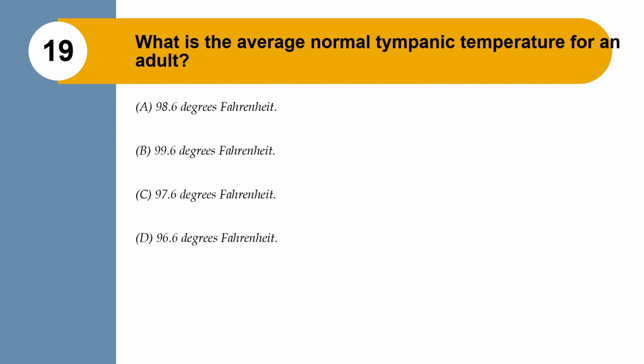Question 19. What is the average normal tympanic temperature for an adult? Option A, 98.6 degrees Fahrenheit. Option B, 99.6 degrees Fahrenheit. Option C, 97.6 degrees Fahrenheit. Option D, 96.6 degrees Fahrenheit.